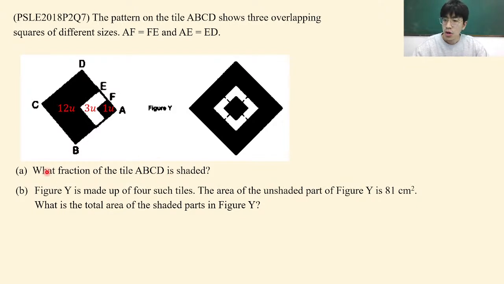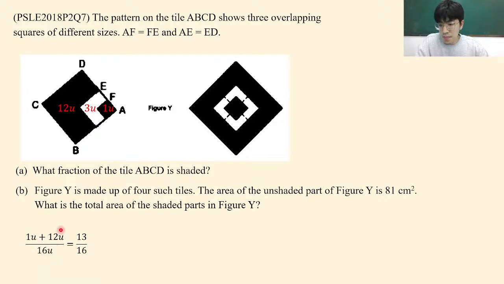Now, what fraction of the tile ABCD is shaded? Now this is fairly simple. We see that the shaded part is 1u plus 12u, and the total area of this tile ABCD is 12 plus 3 plus 1, which is 16u.